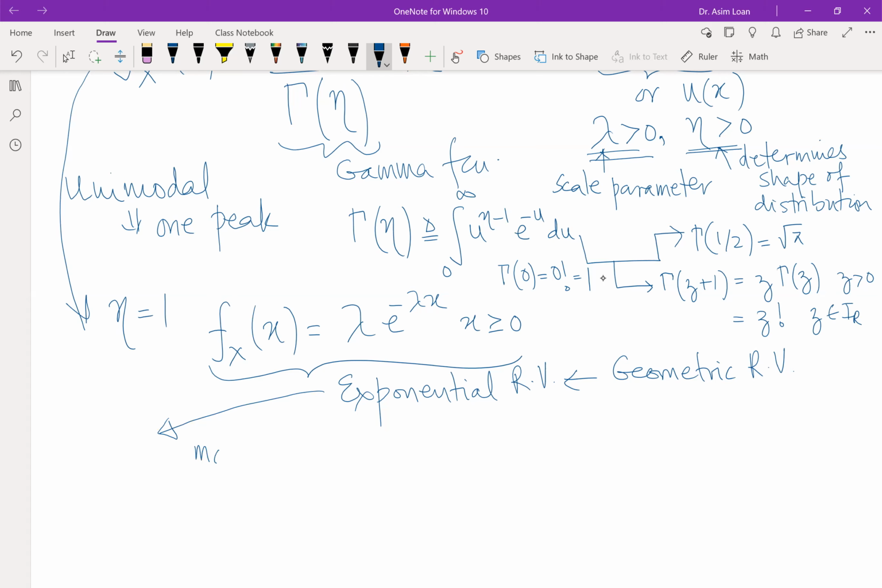This models inter-arrival time between arrivals in a Poisson process. When the arrivals have a Poisson distribution, then the time between the arrivals is modeled as an exponential random variable.